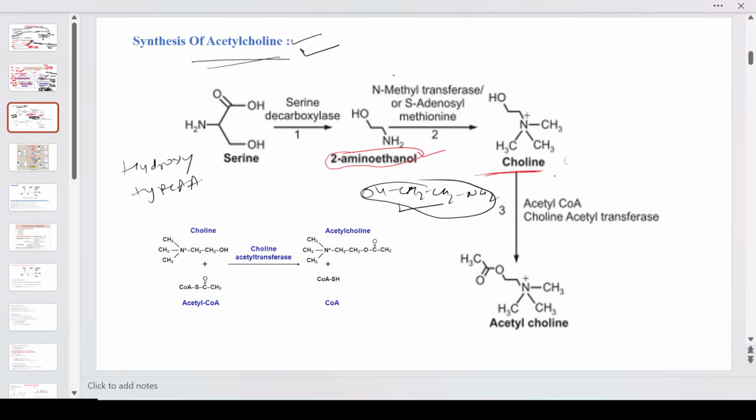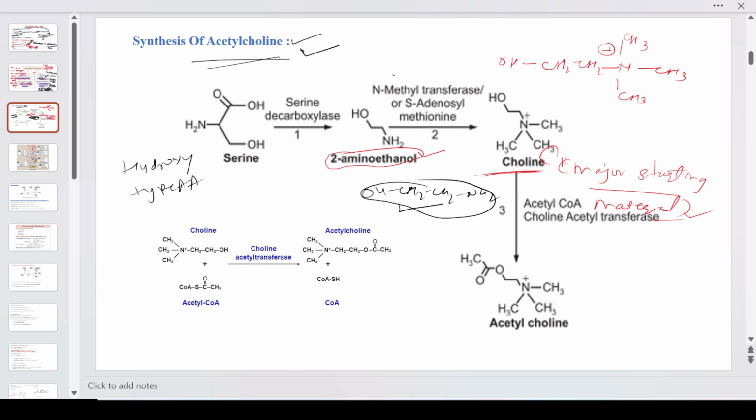Again, this is a major point, you have to remember this. This is the major starting material for the synthesis of acetylcholine. So I will draw a simple structure here of choline, which is a basic moiety for the synthesis of acetylcholine.